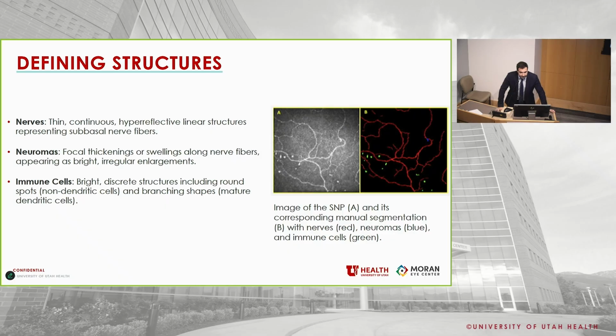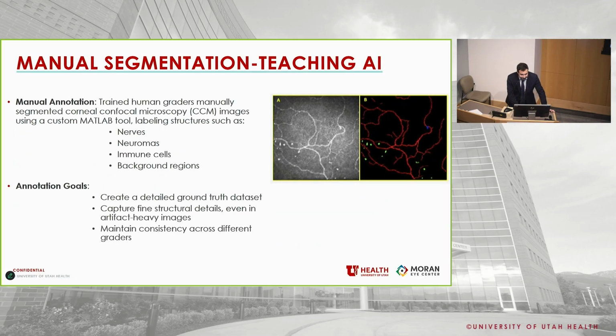They were documented initially by Dr. Chinnery et al. They look like bright, irregular enlargements, sometimes confounded with immune cells, but they happen on the nerves, so they're part of the nerves. And the immune cells, which were subcategorized into different types, some of them are really round, some are branched, some are concentric, and they are shown in green here.